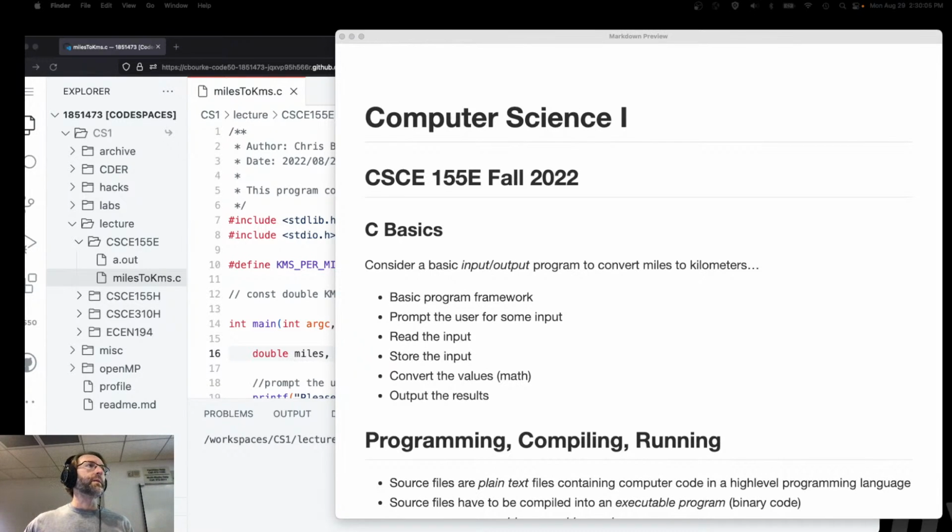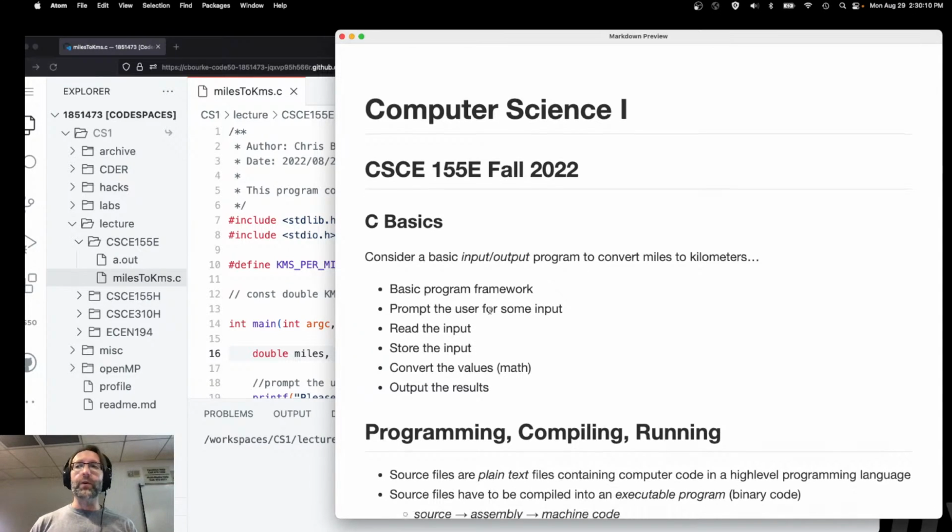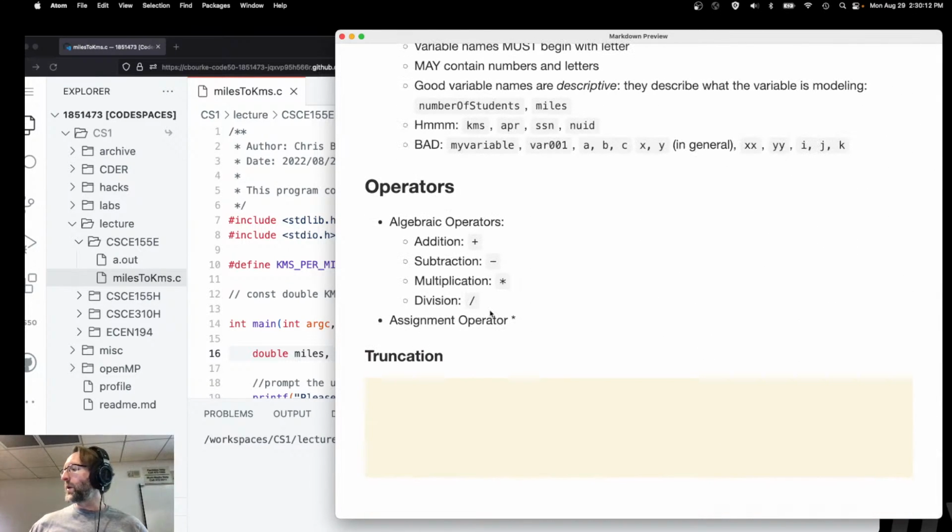Basics of C. We left off starting to talk about operators last time, where we had the basic addition, subtraction, multiplication, and division operators, and we'll get some more practice with that today.